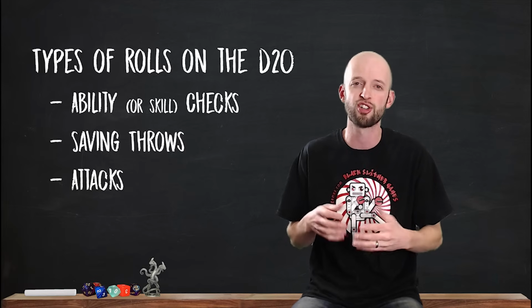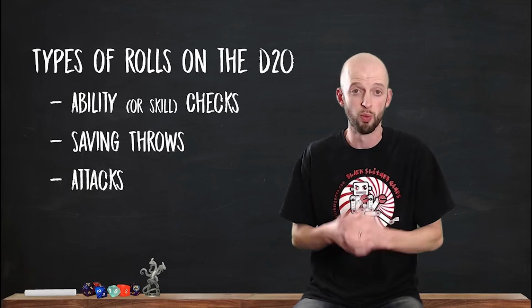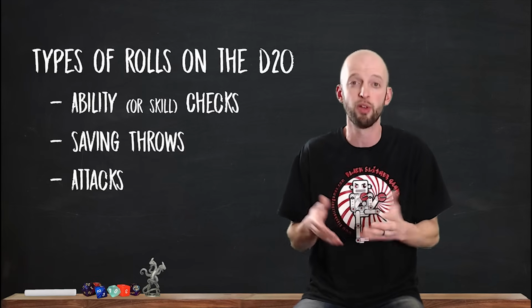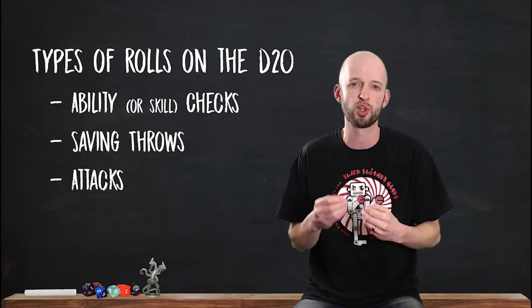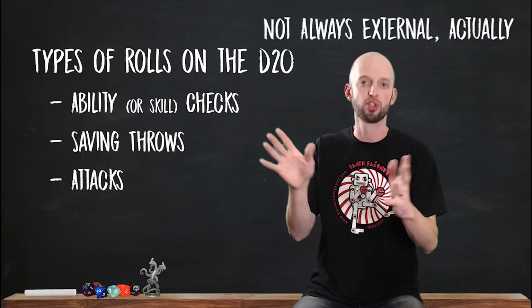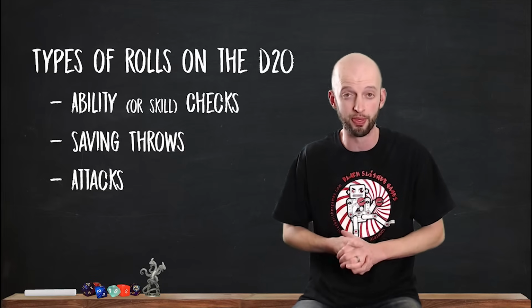We'll talk about these actions in more detail later, but for now, you have an ability check, firstly. When your character wants to do something that has a chance of failure, they make an ability check. Saving throws. A saving throw is an attempt to resist or avoid something that is happening out there in the environment, external to the character. And lastly, you have an attack, and I think you probably know what that is.